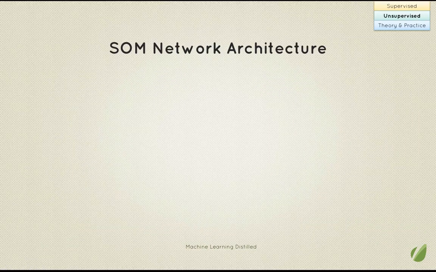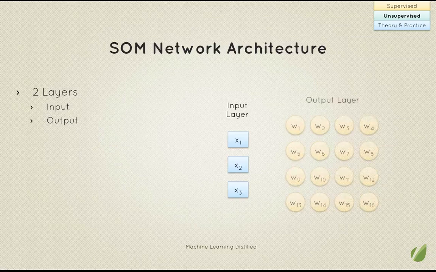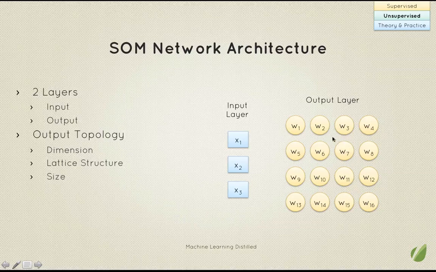Let's consider the architecture of a self-organizing map. It has two layers, an input layer, as shown on the right, and an output layer. There's no middle hidden layer like there was in the feed-forward neural network. The topology of the output layer is defined by a dimension, which will be either one-dimensional or two-dimensional. In this case, it's a 2D grid. We have a lattice structure. This could be a rectangular lattice, as shown here, or it could be a hexagonal structure. We also get to define the size of the output topology, which is the width and the height.